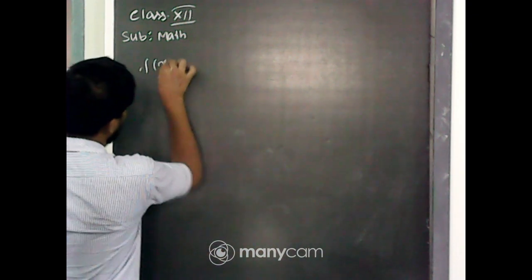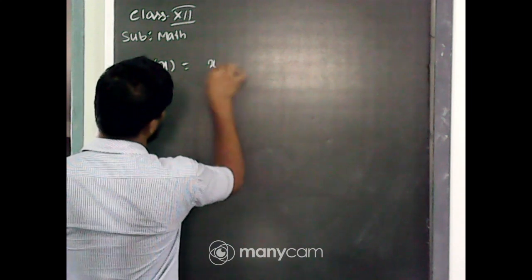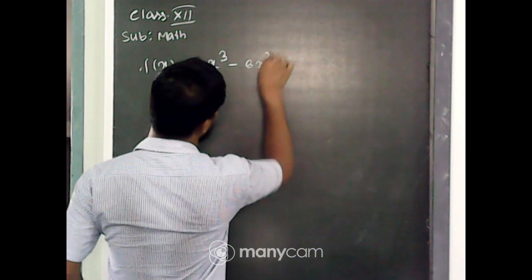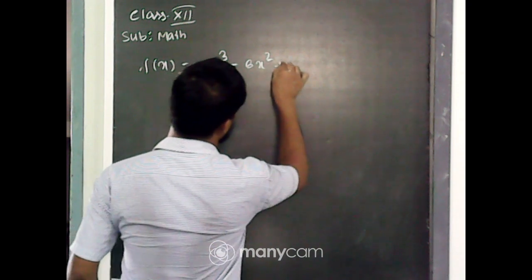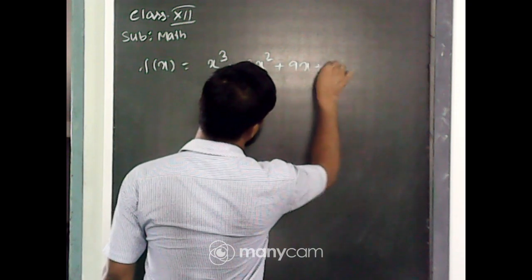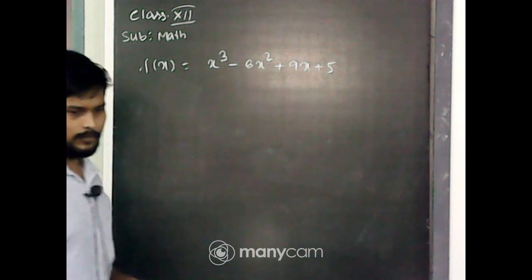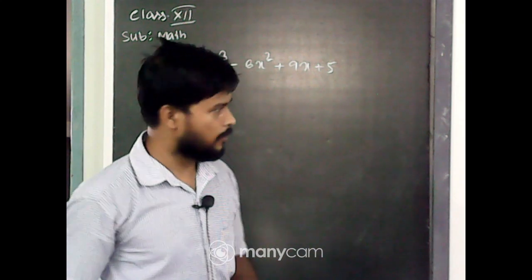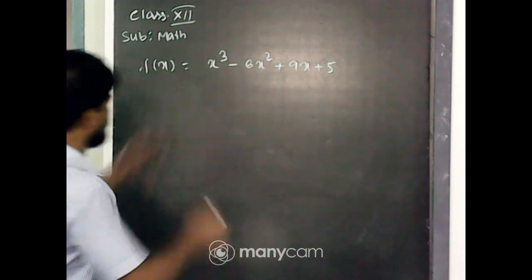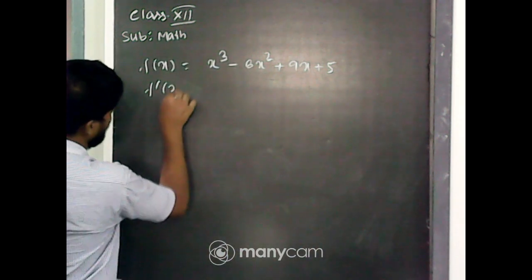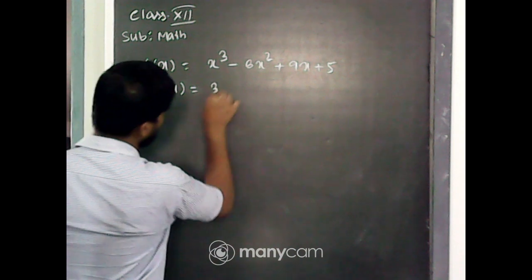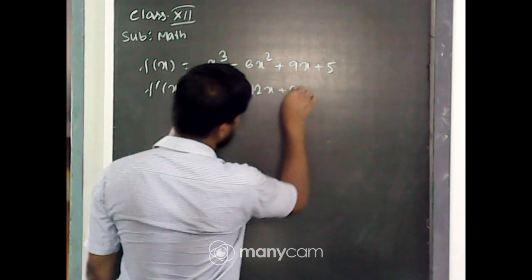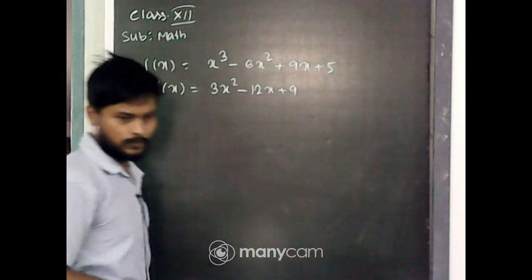So let us consider f(x) = x³ − 6x² + 9x + 5. One curve is given here. We have to find the local maximum point and the local minimum point. So what we have to do? First we have to differentiate it. So do the derivative. f'(x) will be 3x² − 12x + 9, and the derivative of 5 is 0.